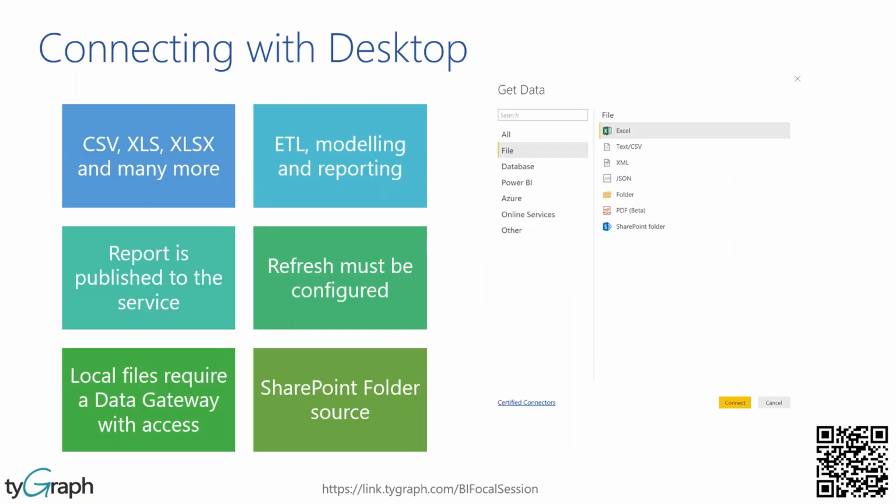Okay, so that's the experience of connecting with the service itself. When you use Power BI Desktop, it's a whole different world. With Power BI Desktop, you can, of course, connect to CSV and XLSX, but you can connect to XLS as well, the old format, and many, many more file formats, JSON, Parquet, all kinds of different file formats that you can connect to. It lets you use Power Query to do data mashup and shaping.